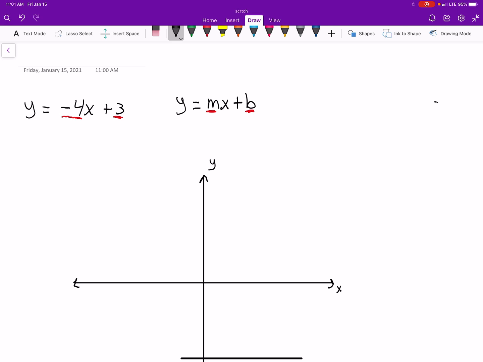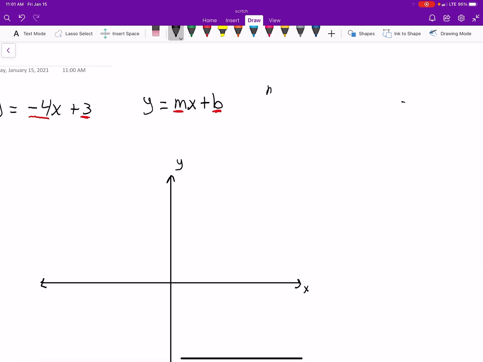Now, m is equal to the slope. You might have heard it called rise over run, or y2 minus y1 divided by x2 minus x1. This is basically how much the line itself is changing.